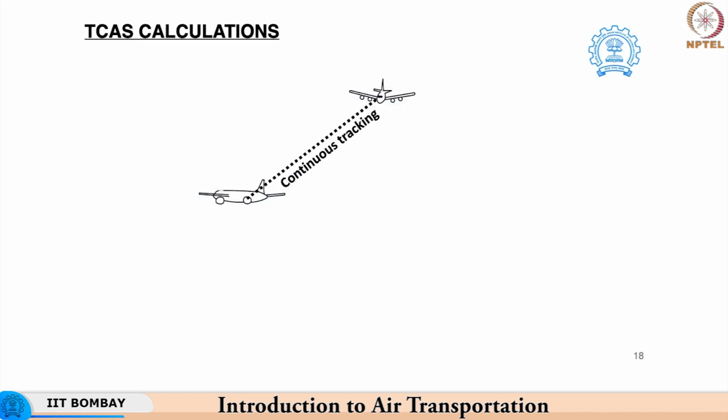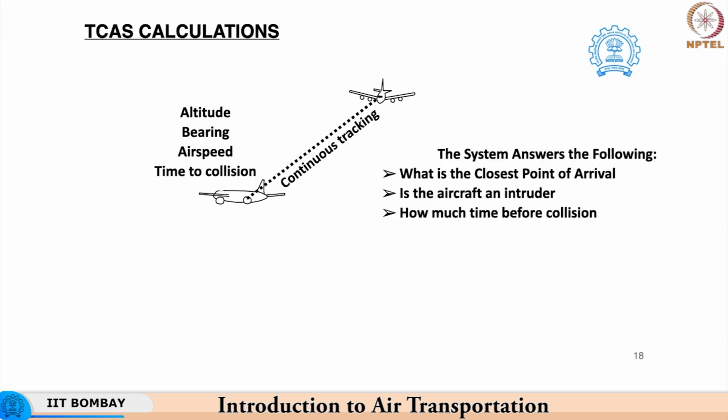After this locking is obtained, the aircraft will continuously track the intruder aircraft. This tracking will include details associated with the altitude, the relative bearing of the intruder aircraft, the airspeed associated with the intruder aircraft, and the most important aspect related to this system, called the time to collision. Based on the underlying calculations that the two computers carry out, this system tries to answer the following three questions. Basically, what is the closest point of arrival?